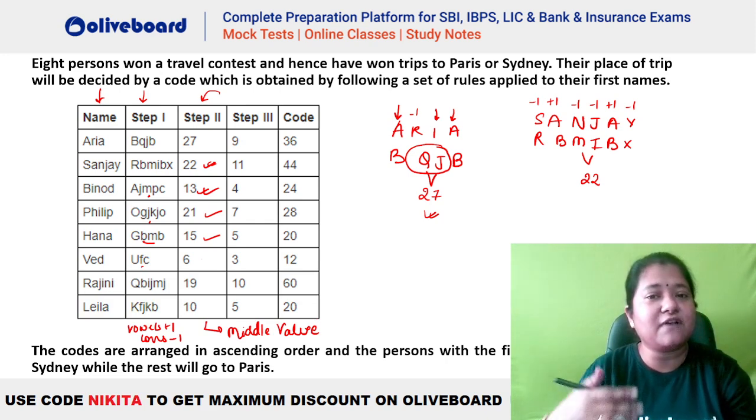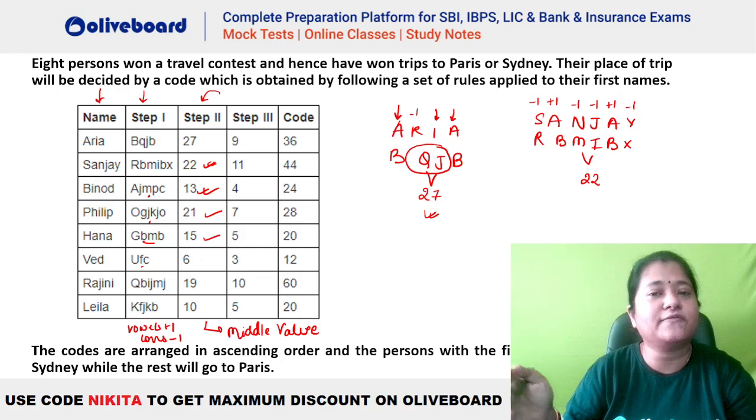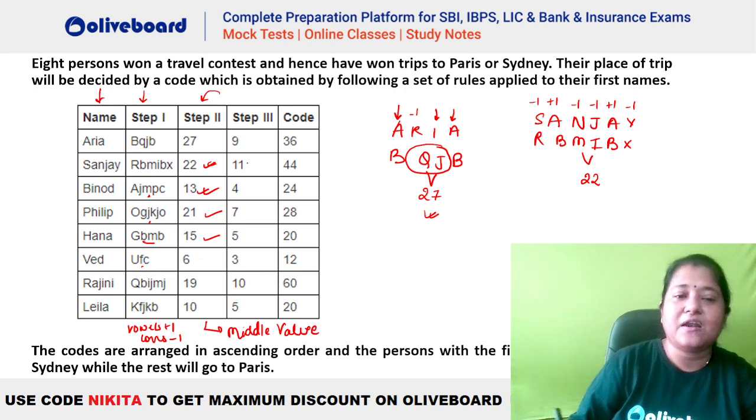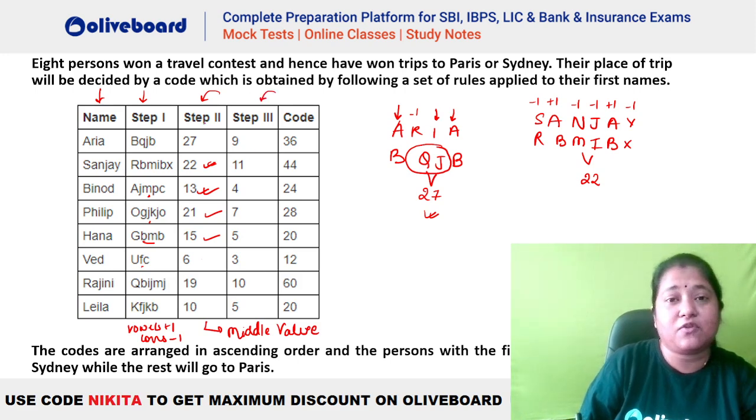If there are two middle values, then we have taken the sum of those two digits here, depending on the word length, whether it is even or odd. Okay. Now, what about step number 3? What is happening in here?